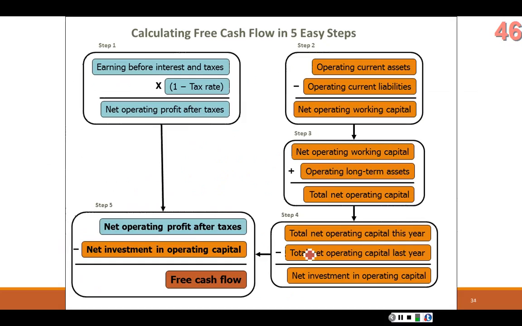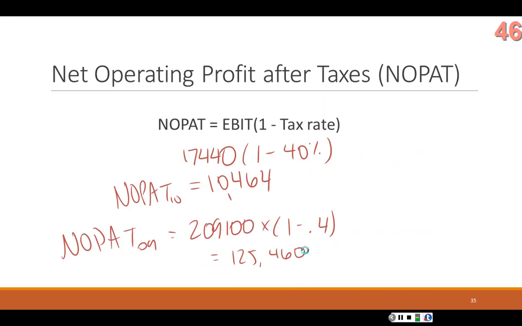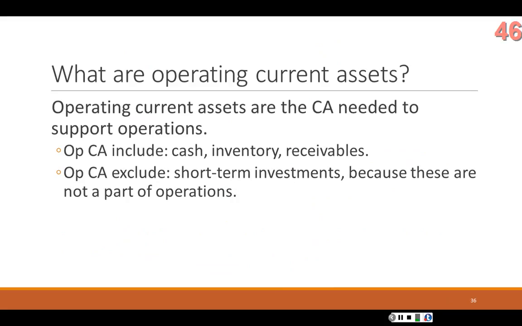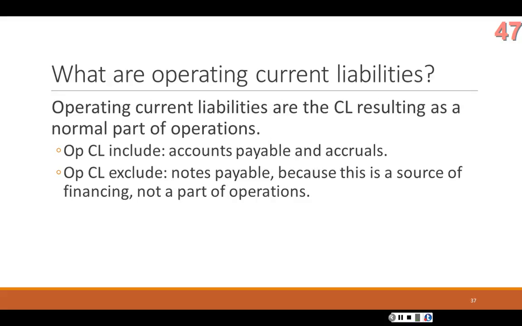So if you go back to our table, the second step is to calculate net operating working capital. To do so, we have to be able to determine operating current assets and operating current liabilities. Operating current assets are the current assets needed to support operations. So they include cash, inventory, and receivables. Operating current liabilities are the current liabilities that result as a normal part of operations and include accounts payable and accruals.